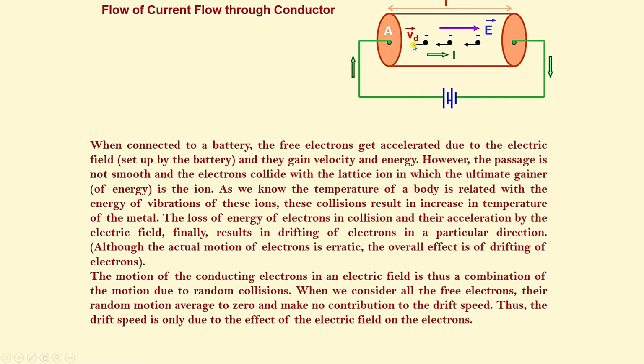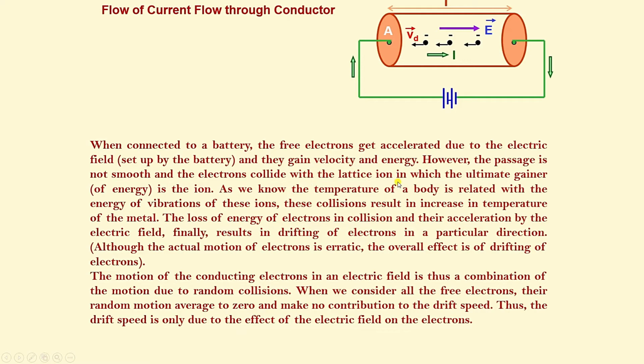Apply the external battery, and an electric field E will be set up. Electrons move from the negative end to the positive end; they drift from the negative end to the positive end. When connected to a battery, a free electron gets accelerated due to the electric field set up by the battery, and gains velocity and energy. However, the passage is not smooth.